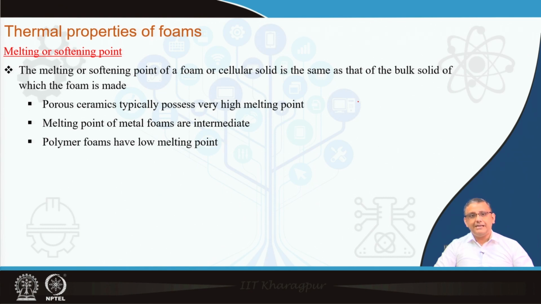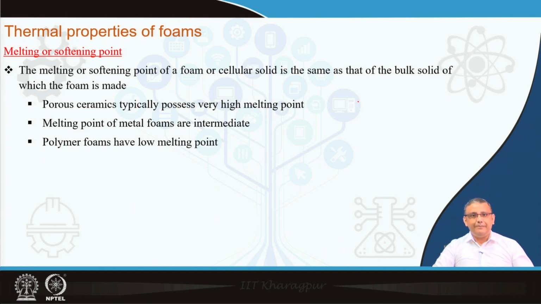We learned that there are certain properties which do not depend upon the porosity at all, and the melting or softening point of porous materials is one such property. So, the melting point or softening point of porous materials is not dependent upon the porosity of the material. That means, be it a bulk material, be it a small amount of porosity or be it a high amount of porosity, the melting point will always remain the same. Bulk aluminum or porous aluminum, they will both melt at the same temperature.